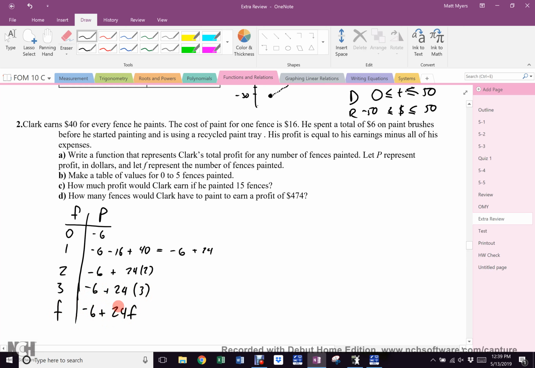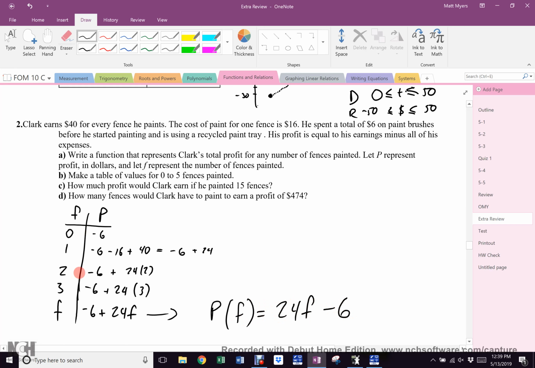We don't like writing it that way. So what would it really be? Profit of F equals 24F minus 6. Everybody understand?